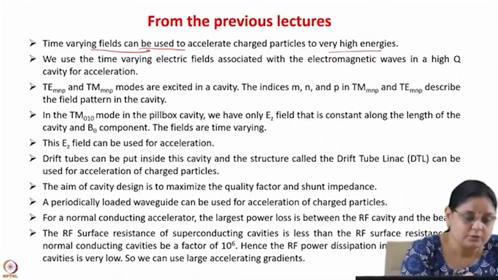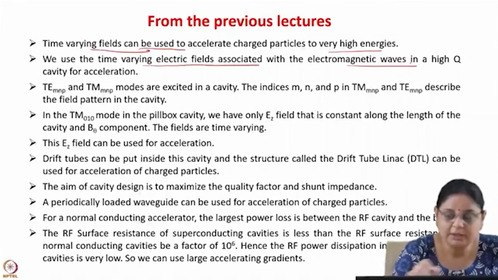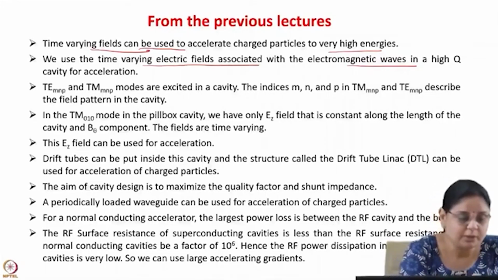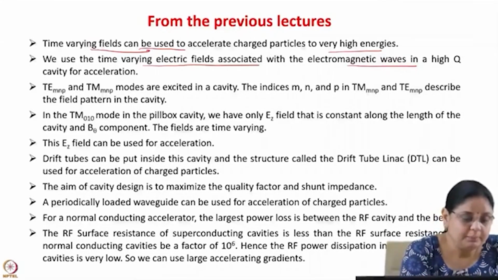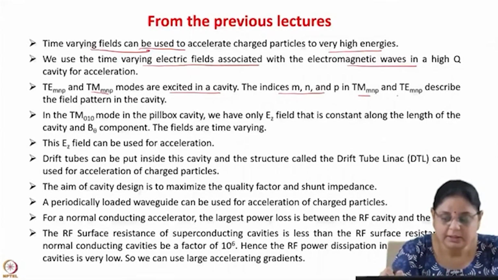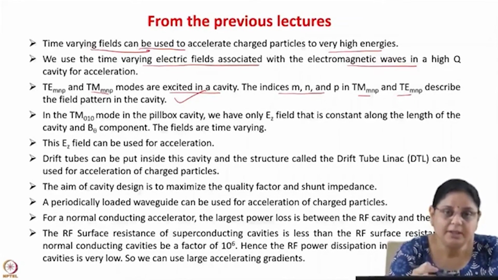So we can use time varying electric fields associated with the electromagnetic waves in a high Q cavity for acceleration. We've seen this in the previous lecture, how we can do that. So TE MNP and TM MNP modes are excited in the cavity. These indices M, N and P describe the field pattern in the cavity. So we have seen the field pattern in detail, particularly in a pillbox cavity.